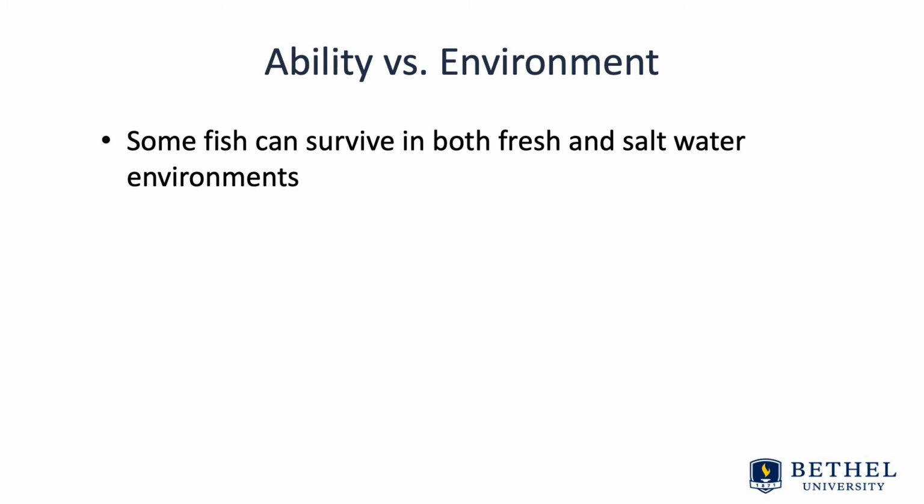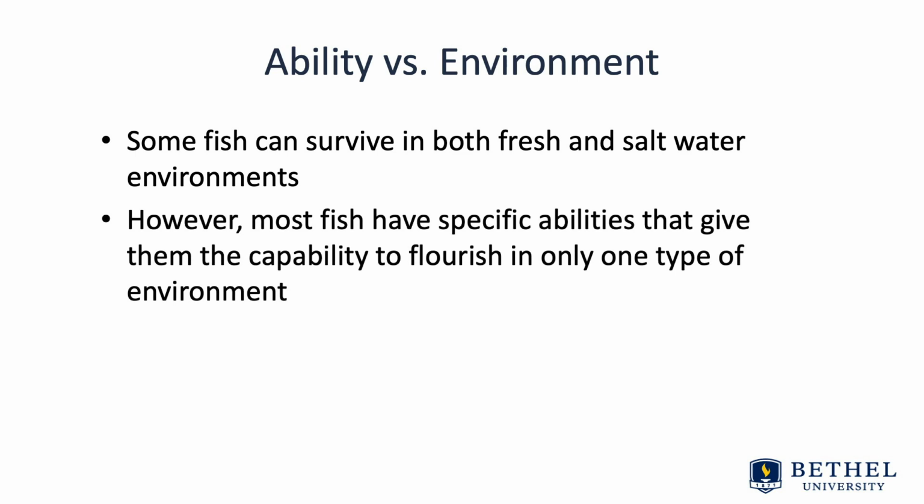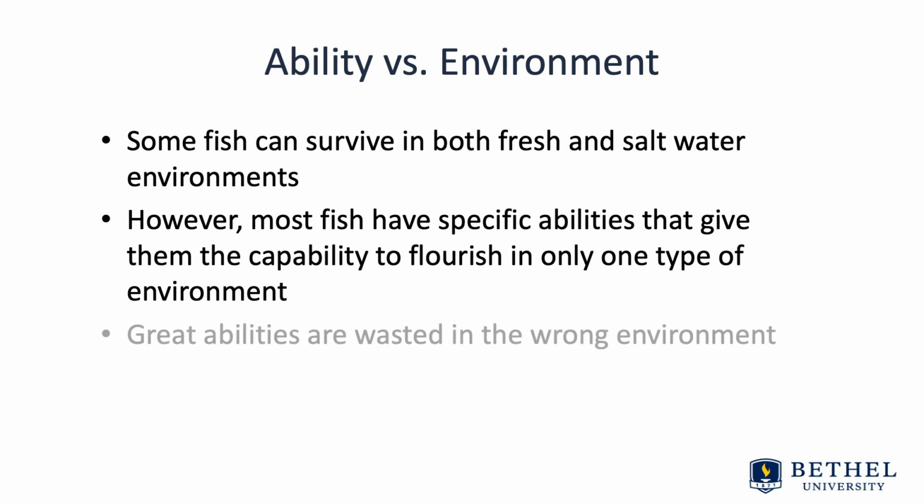Allow me to wrap up by drawing your attention to ability versus environment. Interestingly, some fish, like sharks, can survive in both freshwater and saltwater environments. However, most fish have specific abilities that give them the capability to flourish in only one type of environment. So like a saltwater fish that finds itself in fresh water, great abilities are generally wasted in the wrong environment, even if you are in what others might consider to be a great environment.